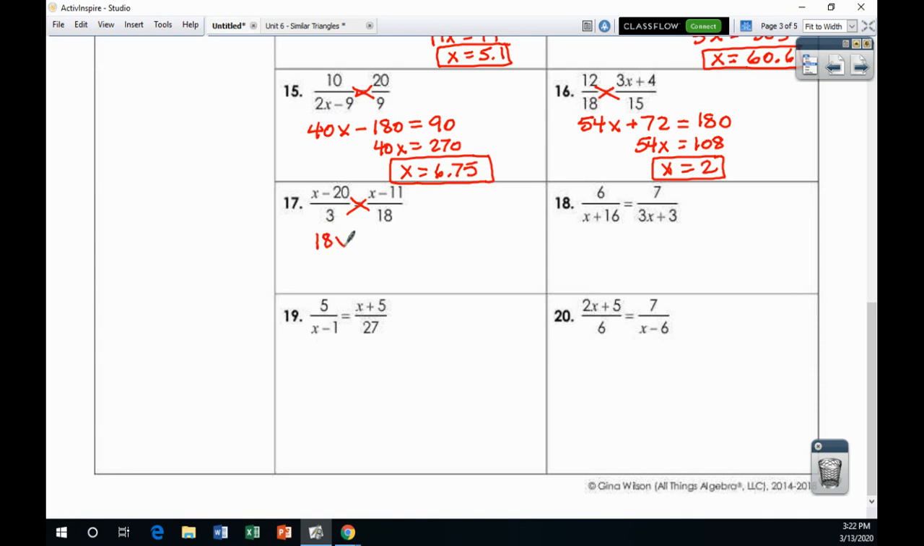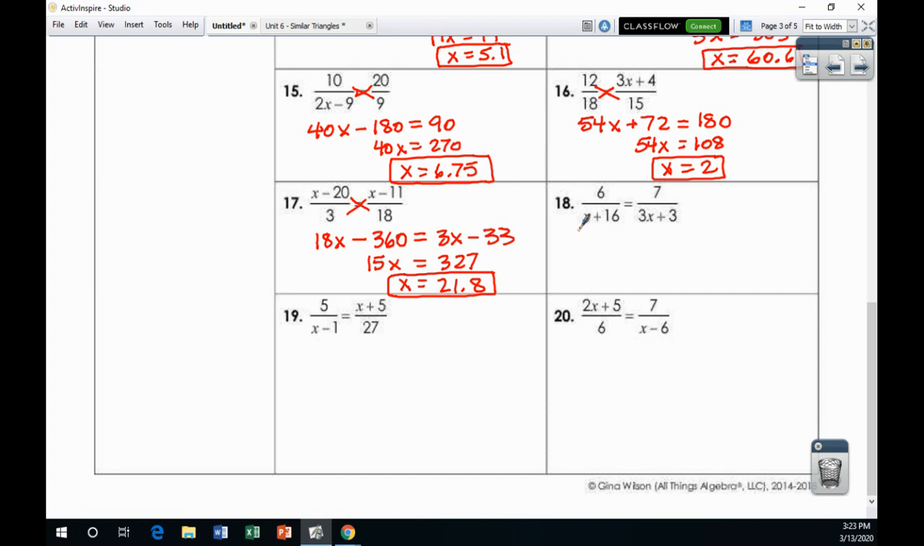18 times x is 18x. 18 times 20 is going to be 360. All right, and 3 times x is 3x, and then 3 times negative 11 is negative 33. All right, so there we go. We're going to subtract 3x from both sides. That's going to give me a 15x. We're going to add 360 over here to this side, but we still have to subtract 33. That's going to be 327. And then divide by 15, and that is 21.8. All right? Shouldn't be too difficult for you to handle this.